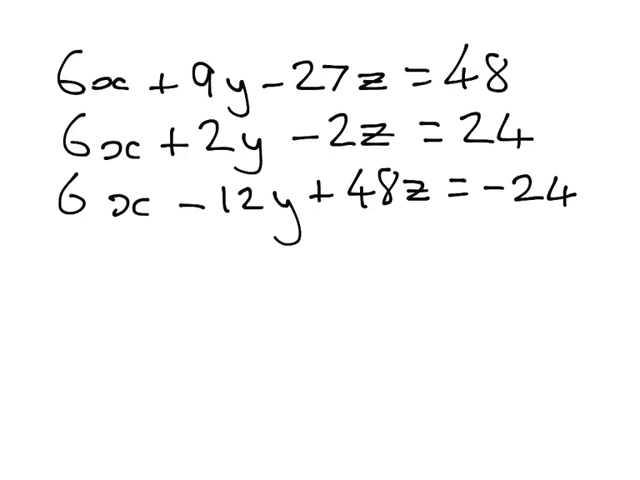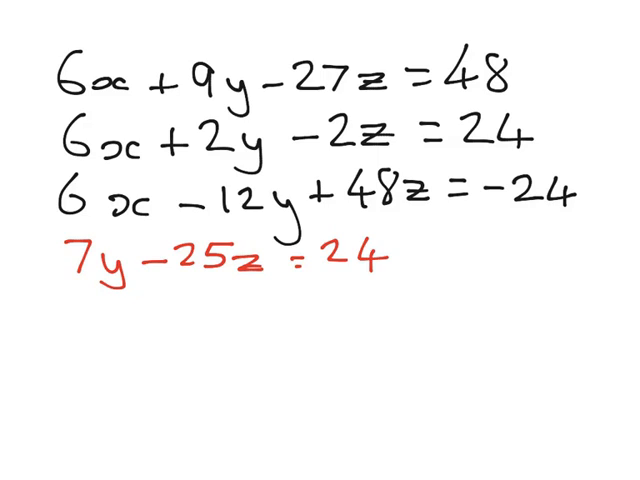So the first thing I'm going to do is do equation 1 minus equation 2, or the first equation take away the second equation. So we have 6x minus 6x is nothing. 9y minus 2y is 7y. Minus 27z minus 2z is going to be minus 25z, and then 48 minus 24 is 24.